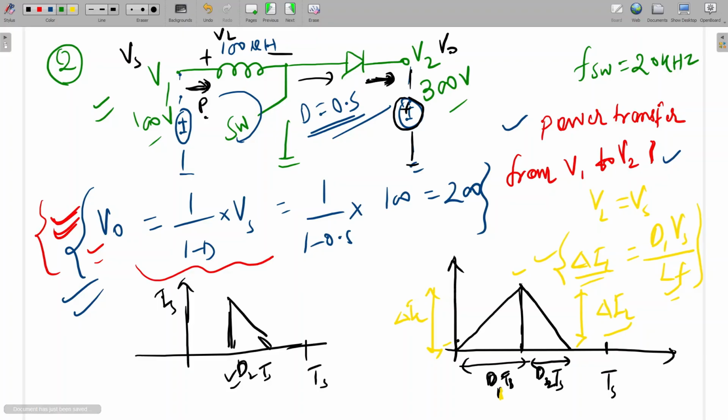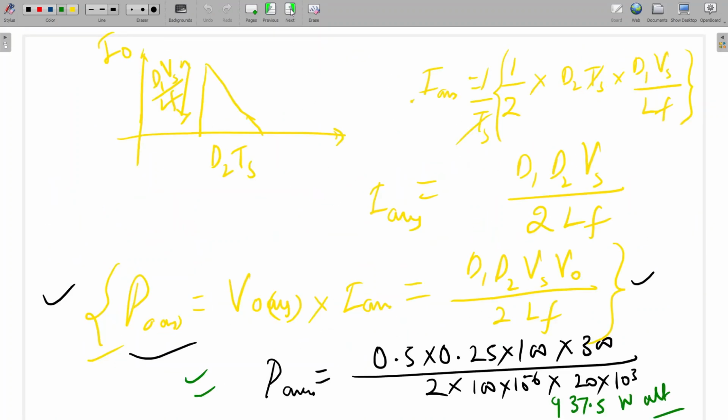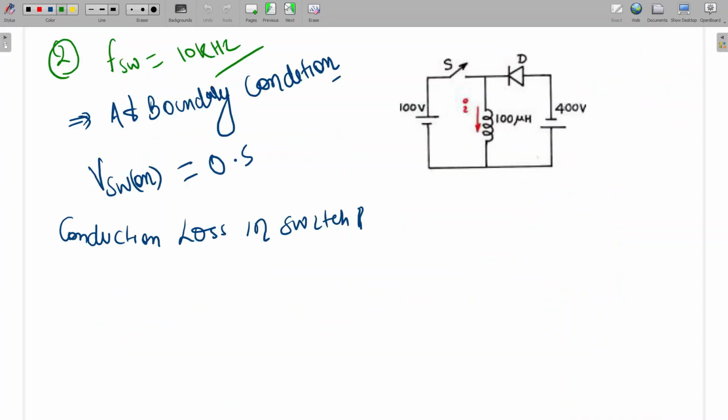Should I move to the next question? Yes, sir. Okay. One second. For this question, I will give you some time, like 1 or 2 minutes. You can think. Easy question only. How can we calculate conduction loss? This device drop is given as 0.5 volt. For this device, the converter is working at the boundary of continuous and discontinuous conduction. So in this case, we have to calculate the conduction loss in the switch.